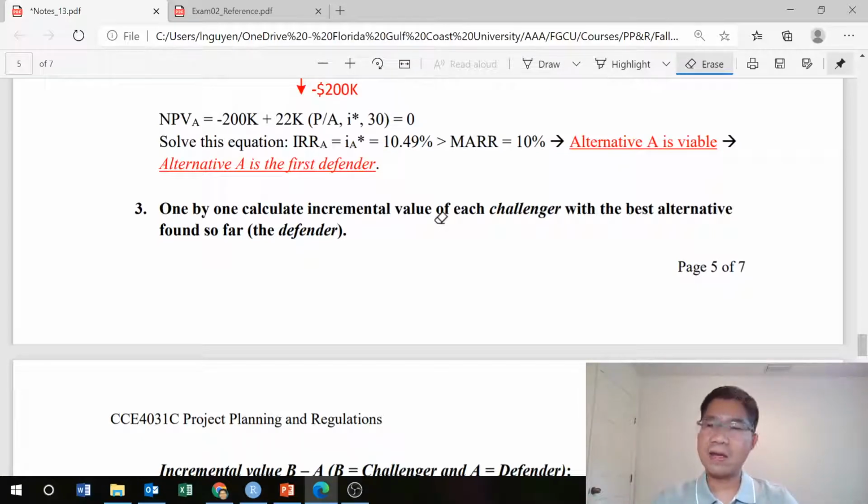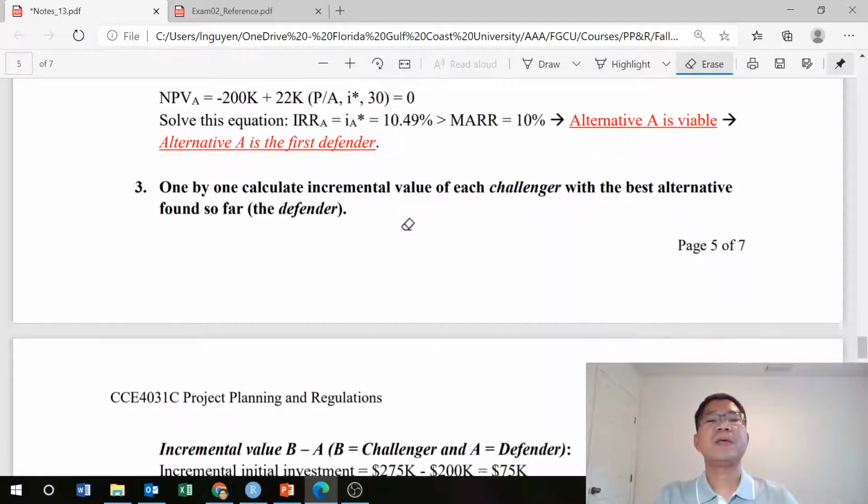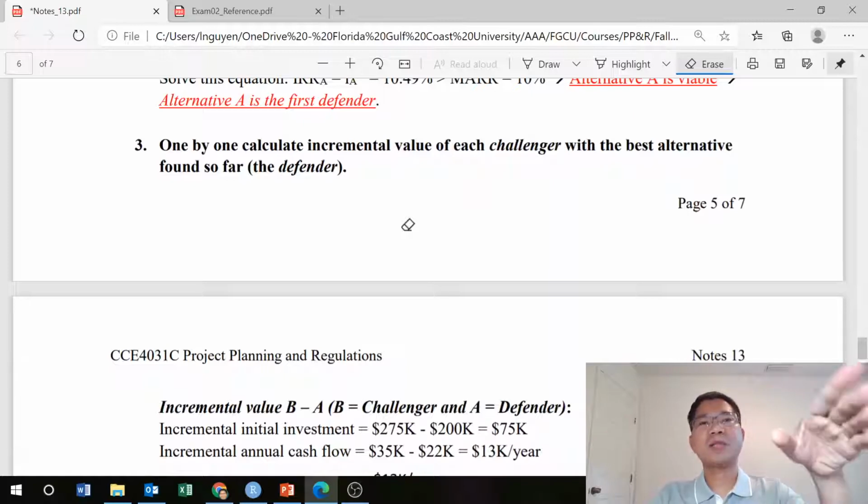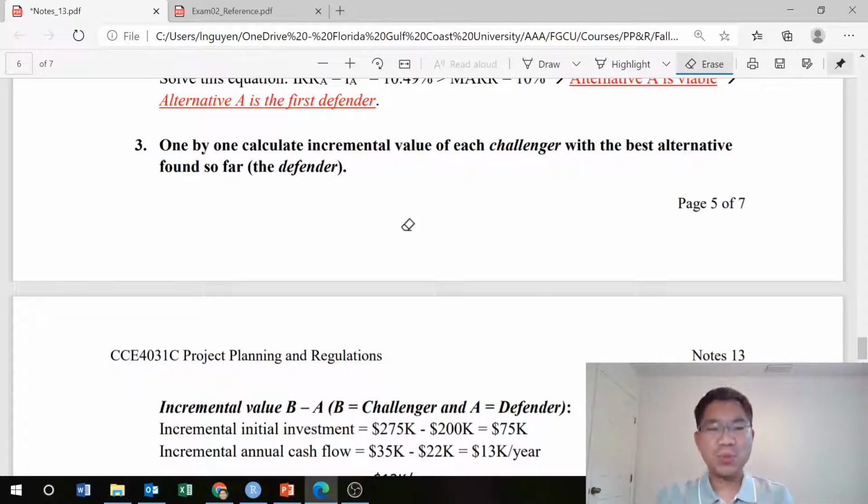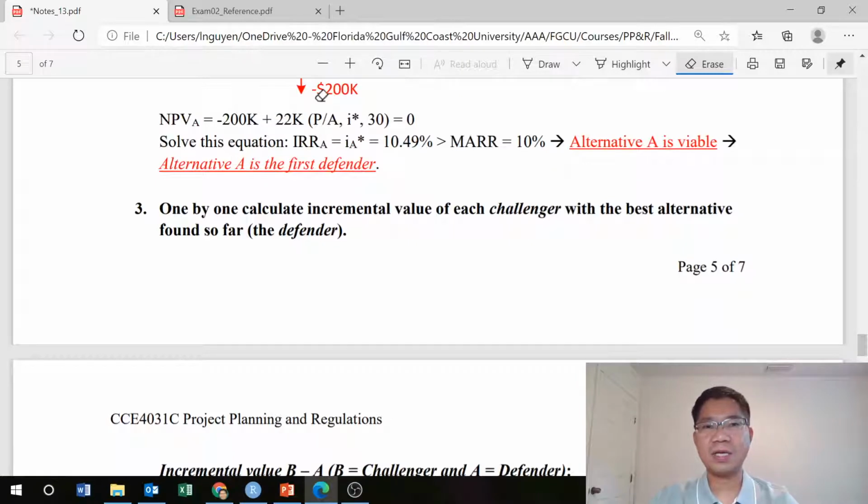So when you have a defender, you need to fight a challenger. Go to the octagon. Pay-per-view. People view it, you become rich. Make sense? So that's what people do. So that's the first defender. Now, when you already have the first defender, stop step 2, go to step 3. And for step 3, if you are not sure, go back to problem 2, where I show how to do step 3. Now I just go over it. One by one, calculate the incremental value of each challenger with the best alternative so far, the defender. The best so far is A. Again, not C. C is already gone.